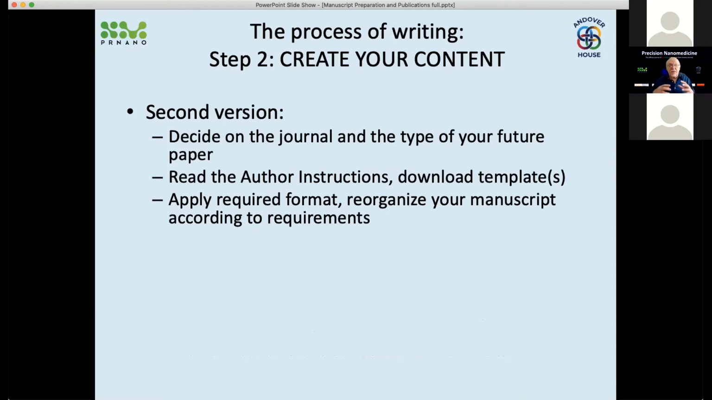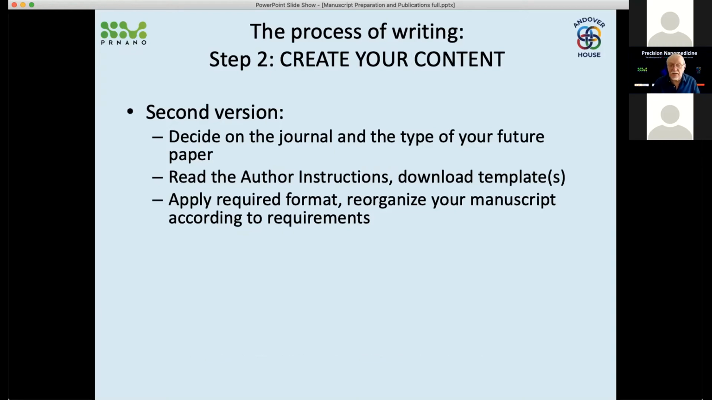Now step 2, create your content. Step 1 was just to collect whatever you have. Decide on the journal and the type of your future paper. Is it a short paper? Is it a communication? Is it a research paper? Is it a review? Is it in certain areas? Definitely read the author instructions.